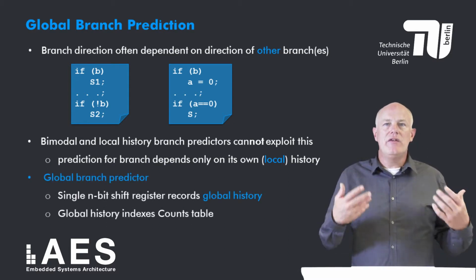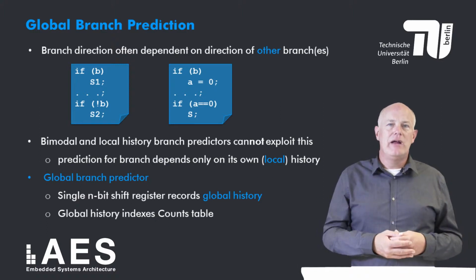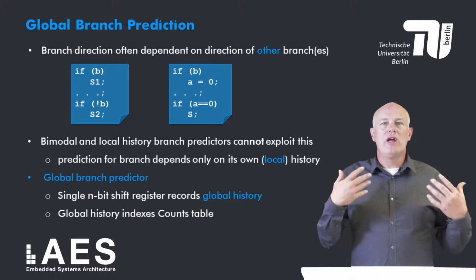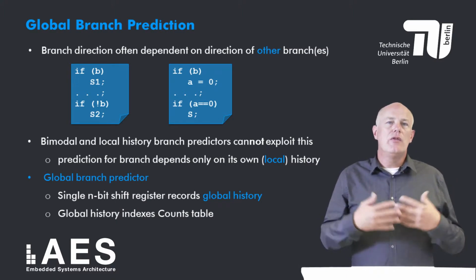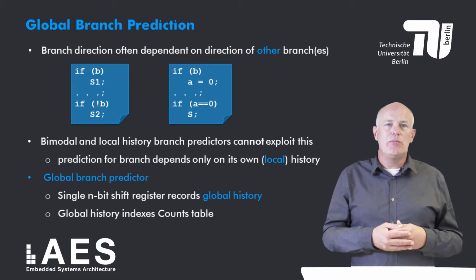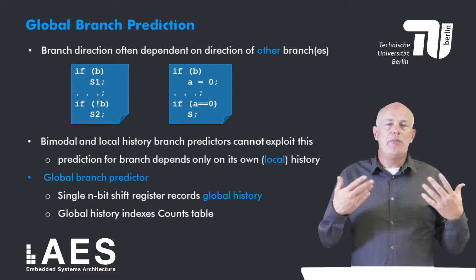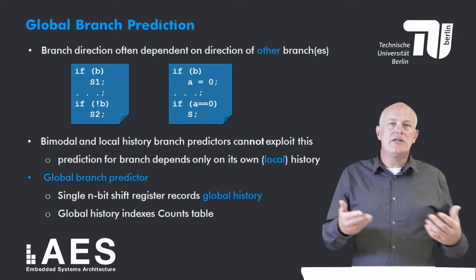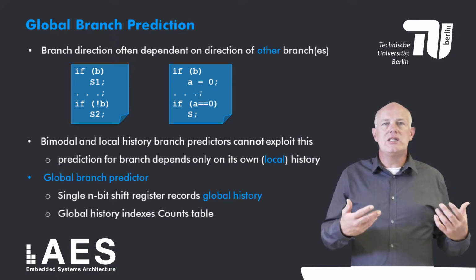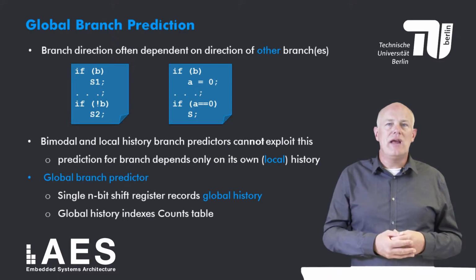This motivates the design of a global branch predictor. In this scheme there is a single n-bit shift register that records the global history. The global history is the directions of the n most recently executed branches. So every time a branch is executed, this register is updated by shifting in a 0 or 1. The global history is then used to index the table of counters.